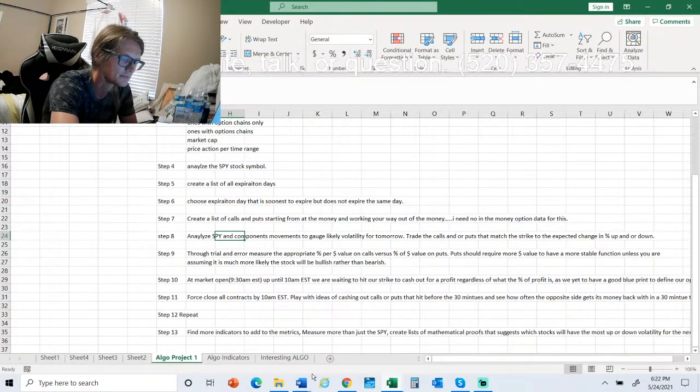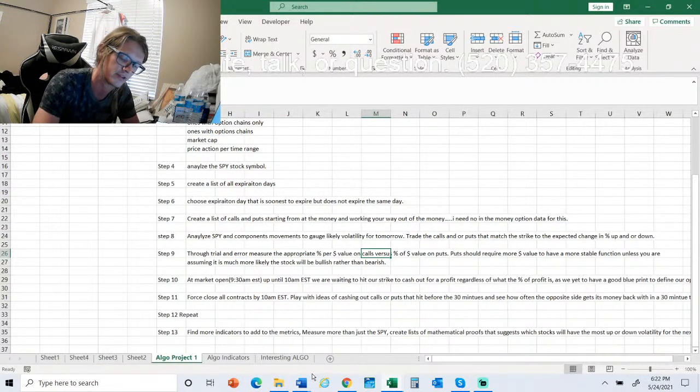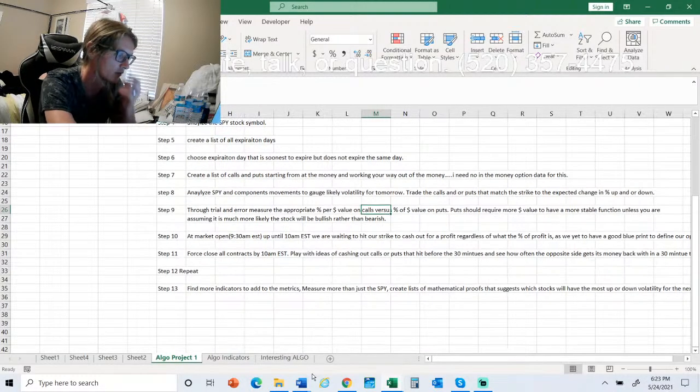Through trial and error, I will have to measure what the correct proportion is on calls versus puts, based off how much time to expiration, each individual stock symbol, implied volatility, and the VIX. All the different metrics are going to matter for that portion. Puts don't make as much as calls, so sometimes the right ratio might be 60-40, sometimes 70-30, and it's always going to be more on the put side than the call side, because calls make more than puts with the same amount of movement.